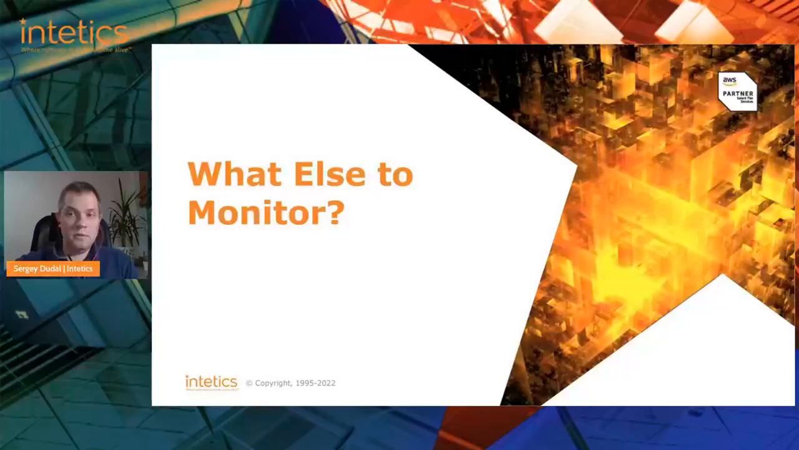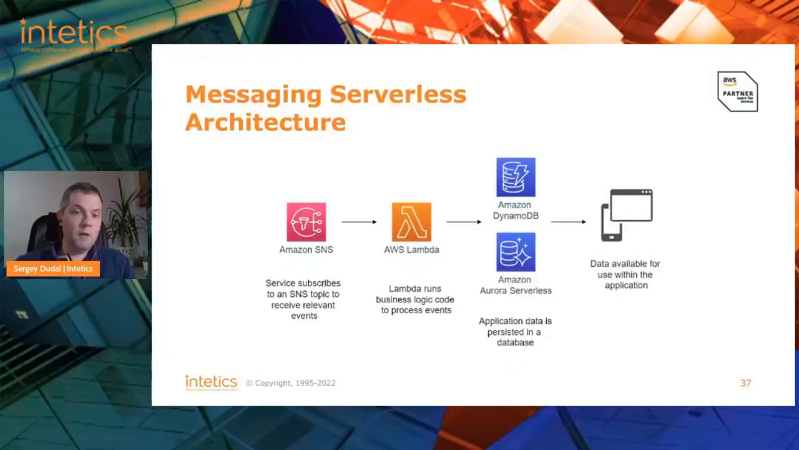So now let's think about what else we can monitor. In our first webinar, we reviewed reference architectures, and one of them was the messaging serverless architecture. So Matheus completely described what and how we can monitor when we are building API services, but for messaging architecture, for messaging applications, what else may be required from the monitoring perspective? So basically, sometimes our consumer, our Lambda, can process messages from SNS.